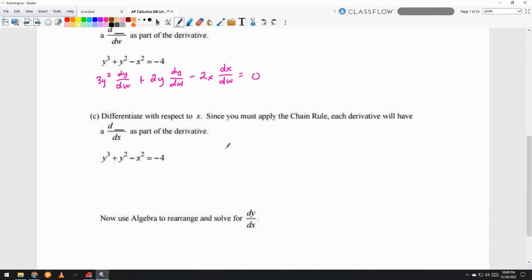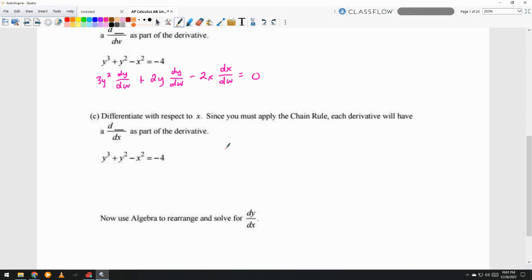Part C, we're now going to differentiate with respect to x, which is what we're going to do in this unit mostly. We'll be differentiating with respect to other variables in later sections. So you'll see how this will change one particular term, and I'll show you that. And this also allows us to find the actual derivative. That's what we want to do, right? We want to know what the derivative of y is. So we can use some algebra to rearrange our equation and solve for dy over dx.